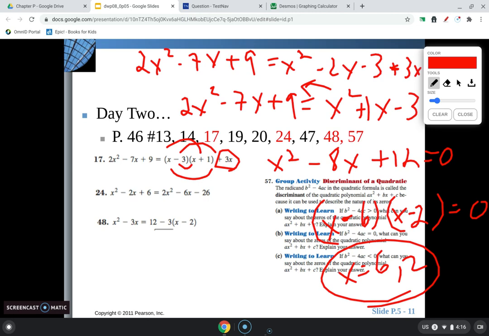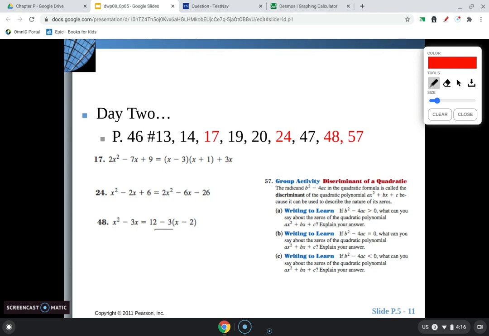Okay? All right, let's try 24. I'm going to take this one and move it over here. So we want to get this equal to 0. So I would subtract x squared, add 2x, subtract 6. So that gives me 0 equals x squared plus 8x minus 32.